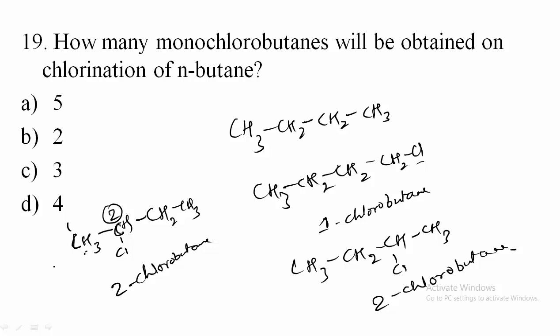So the possible monochlorobutanes from butane upon chlorination are 1-chlorobutane and 2-chlorobutane. So how many monochlorobutanes will be obtained? 2. Therefore option B is the right one.